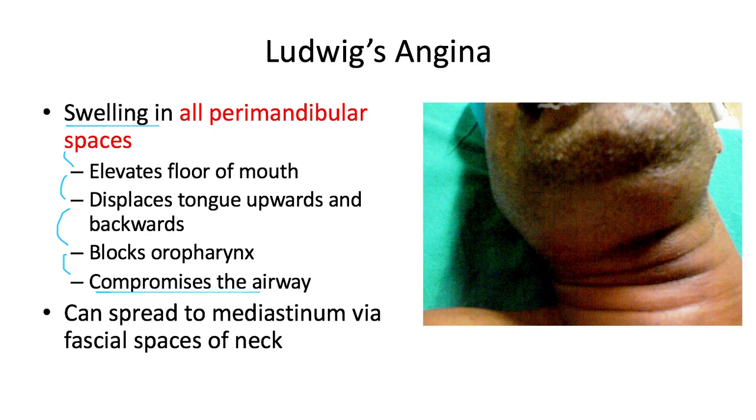Now, it's going to present clinically as an indurated, a hard, massive bilateral swelling of the chin and the neck. It can also spread to the mediastinum, which is a cavity that houses some very important things like the heart, and it can get there via fascial spaces of the neck, which we're going to talk about in a little bit. And of course, that can be very serious for other reasons.